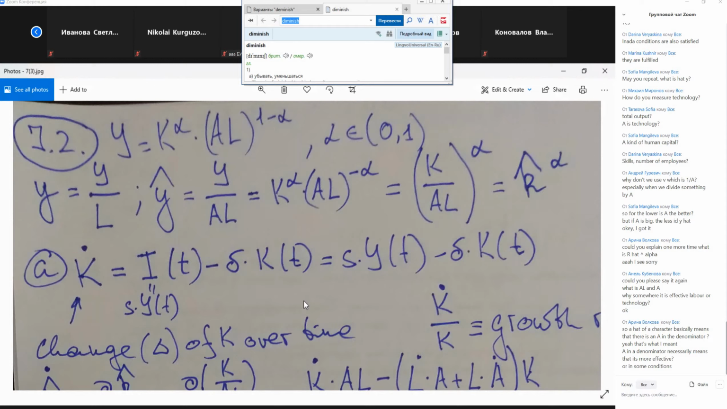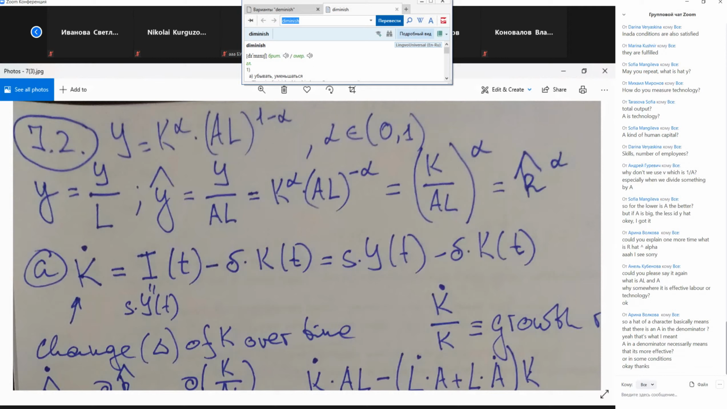So A in the denominator means that we consider not only the number of workers, but also their skills. So how much capital per worker, at a particular skill level, he gets. All right, this is notation. And now we have to find how this little k hat evolves over time.